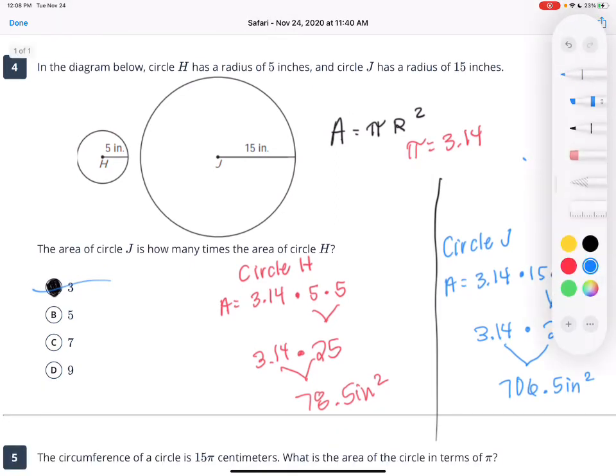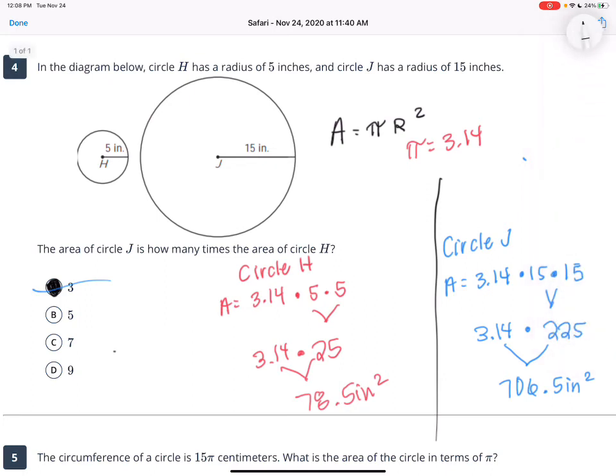So in order to find out how much bigger it is, it's going to be 706.5 divided by 78.5. I am dividing their areas. I did use a calculator, but remember, you guys are at home, you have computers. Some of you are probably even using calculators when you're not supposed to at home, but hey, it's all about getting that good grade.